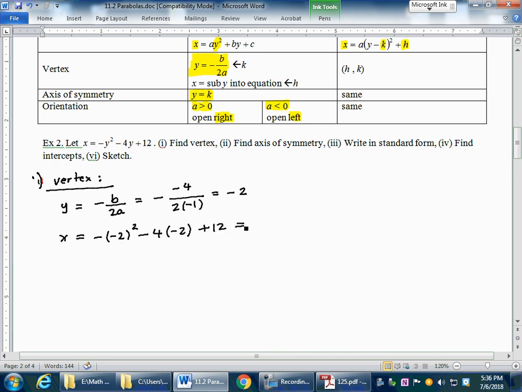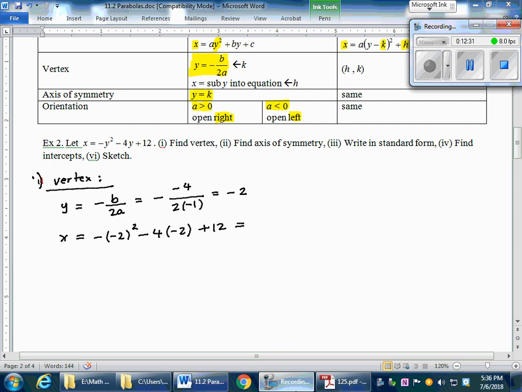Using your calculator, this should easily help you compute, right? So pause it and try to punch it into your calculator and see if we got the same answer or not. That will give me 16. So you can quickly check that, right? My ordered pair, the vertex, remember the ordered pair is always x then y, so that must be 16, negative 2. That part doesn't change.